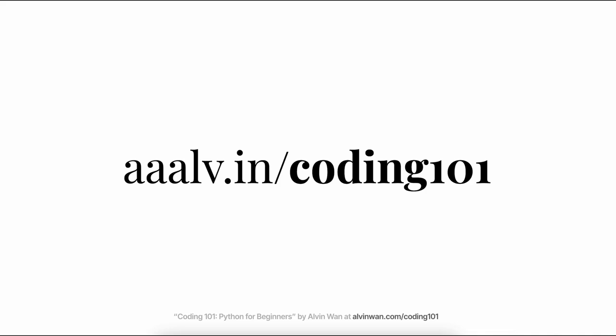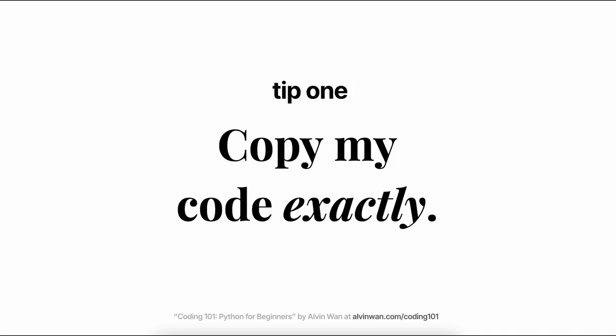Let's start with a few tips for this course. Tip number one, copy my code exactly. Many parts of code, such as spaces and punctuations, are critical for code to work. I will emphasize which parts of code are needed and which parts aren't, but to err on the side of caution, copy my code exactly.